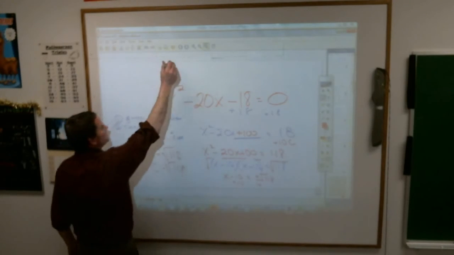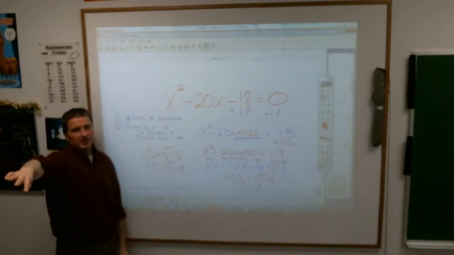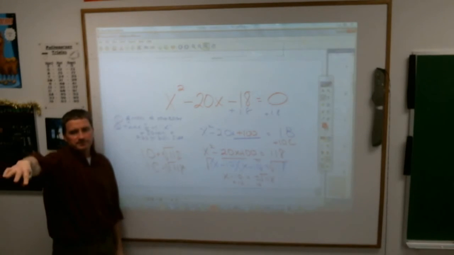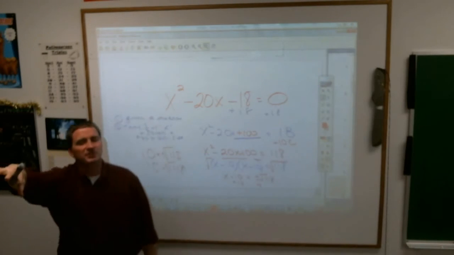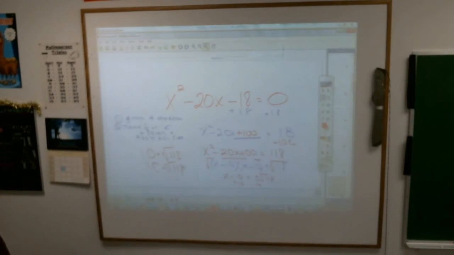So what if you have x squared minus like 19x? Yeah, we're not going to get to the odd numbers. That's a later lesson. If it's an odd number, unfortunately, then you have to deal with fractions.